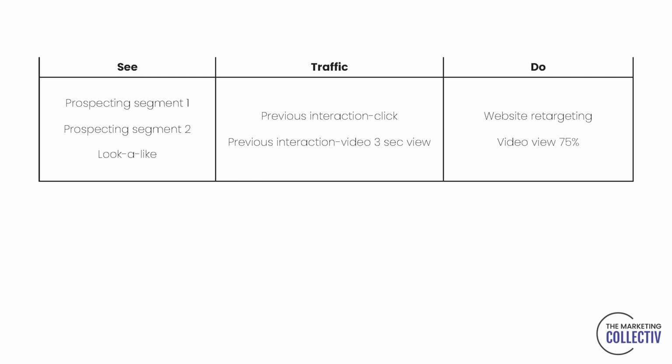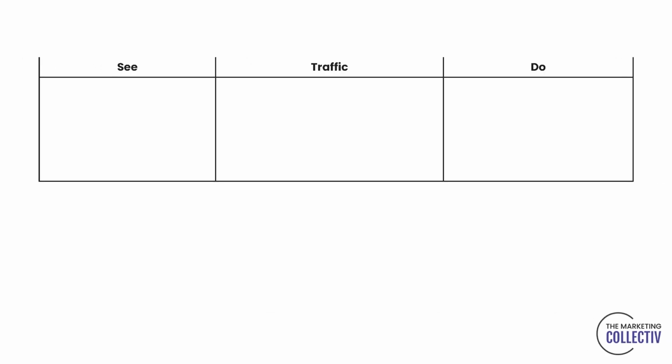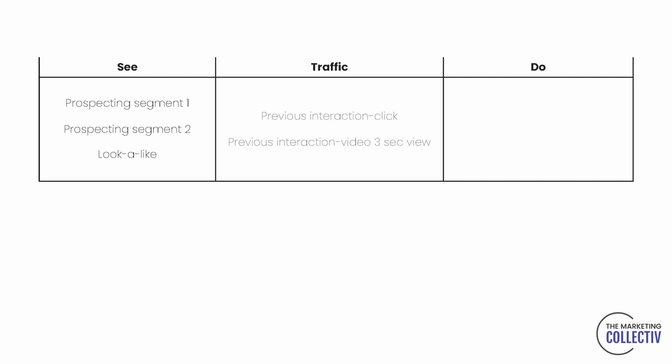So in the end, your funnel could maybe look something like this. In the top, you see traffic and do, which is your campaign objectives. You have 3 campaigns. And then the segments below that are your ad groups. So you can maybe have 2 or 3 ad groups per campaign based on a specific segment. So in the C phase, you maybe have 2 prospecting groups, a lookalike group. In the traffic phase, you have a previous interaction based on clicks and a previous interaction based on video views. And in the do phase, you have website retargeting and a video view.